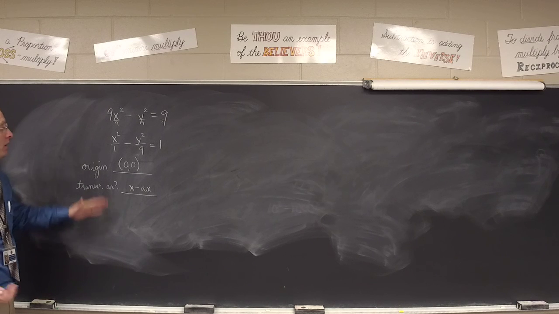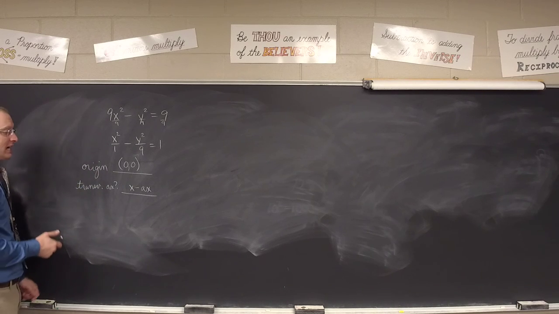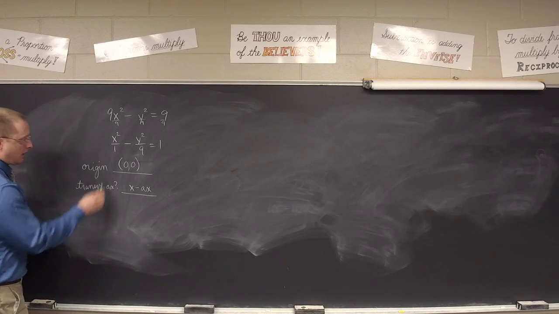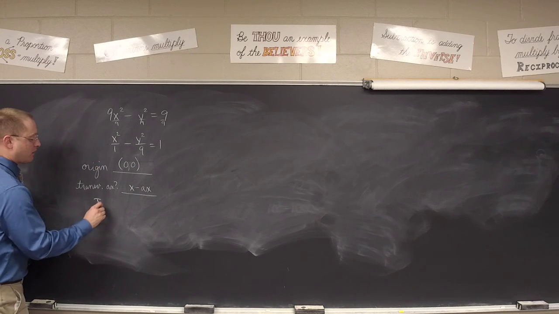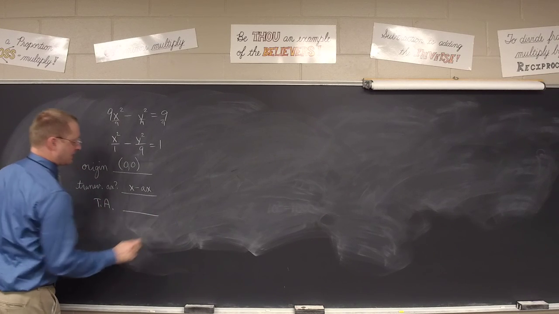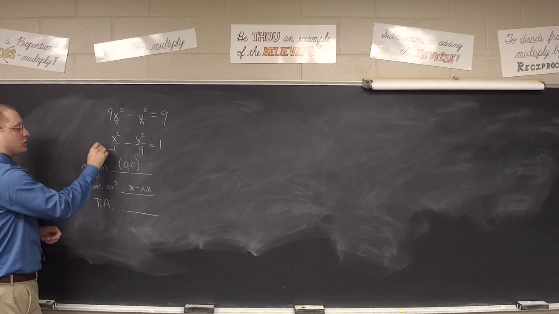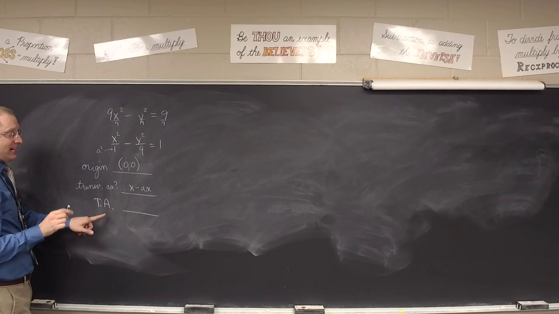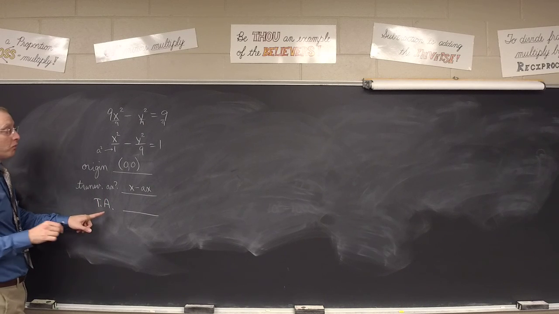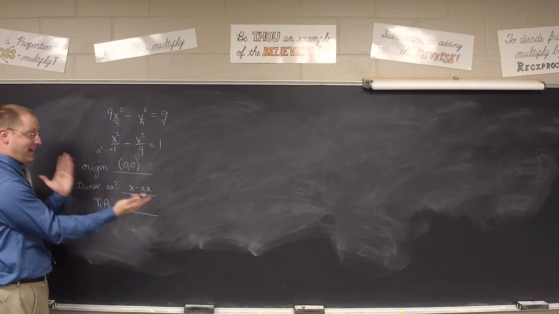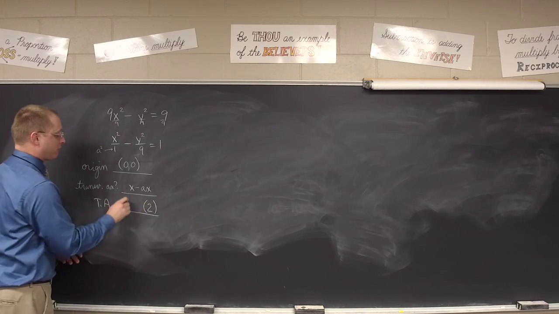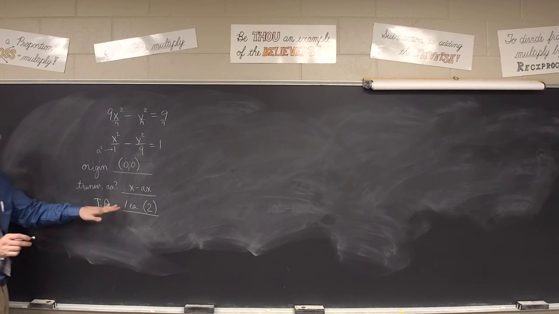Transverse could be whatever. We're going to choose to make the transverse axis our x-axis because it's got the positive here. And then we want the length of the transverse axis. Remember, this denominator of the positive is a squared. The transverse axis is 1 on each side because it's a and a, 2 total, right? But for practical purposes, it's easier to think in terms of 1 each.